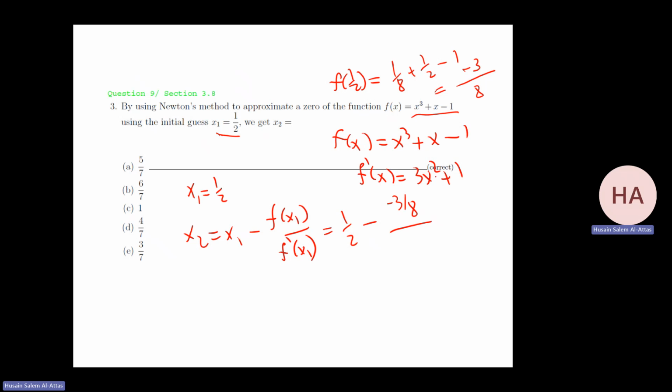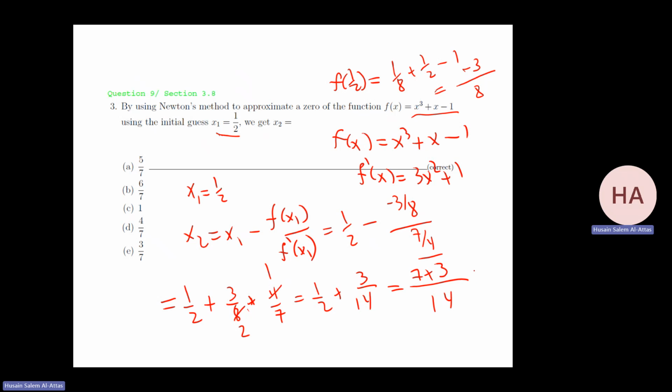Over f prime at half. That will be 3 over 4 plus 1, 7 over 4. Okay, so that will be half minus or plus 3 over 8, times the reciprocal of this, 4 over 7. That will be 1, that will be 2. Okay, so I'm getting half plus 3 over 14. So I have over 14. That will be 7 plus 3, which is 10 over 14. Divide by 2. That will be 5 over 7, which is this answer. So it's a matter of calculation.